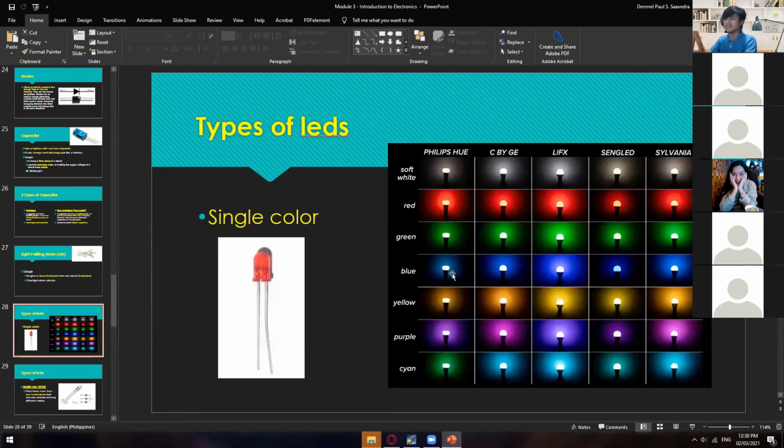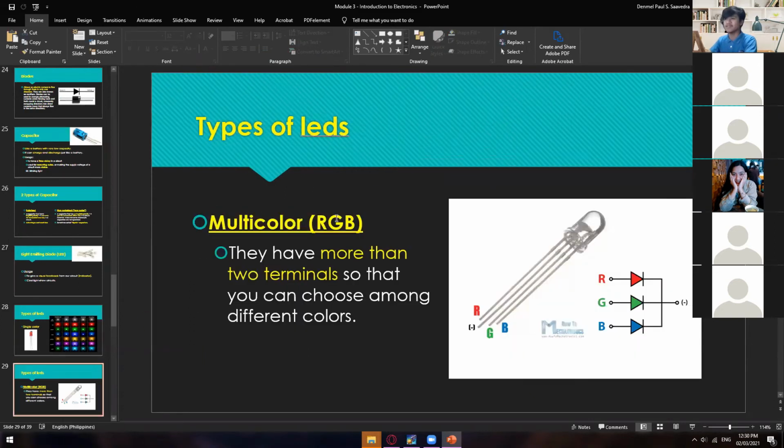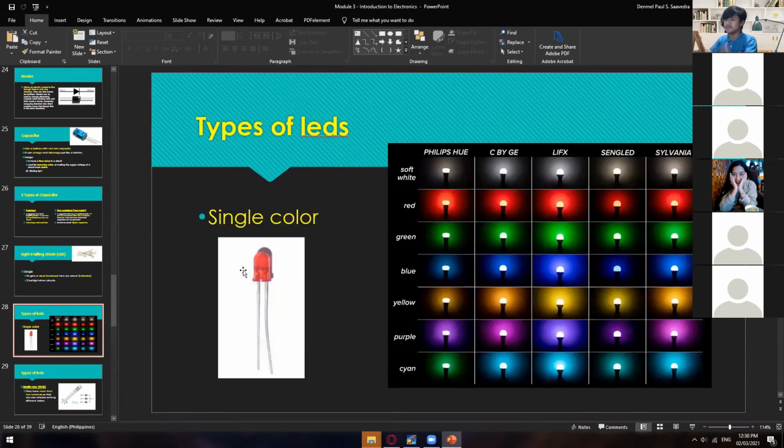So here are the colors of LEDs. We actually have two types of LEDs: the single color and the multicolor. Single color first. As you can see, the most common color you will see in electronics shops is red. In some cases we may also see green or yellow, and in some cases blue or soft white, which is quite rare, especially the purple one. Mostly we are using red or green, or RGB, red, green, and blue, or yellow. Those are the types of color that we can buy in the electronics shop.